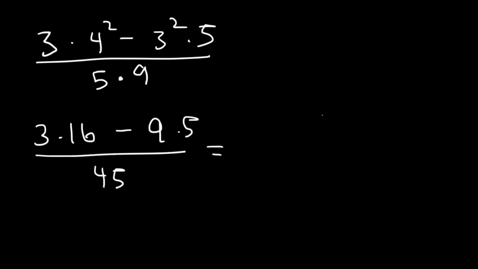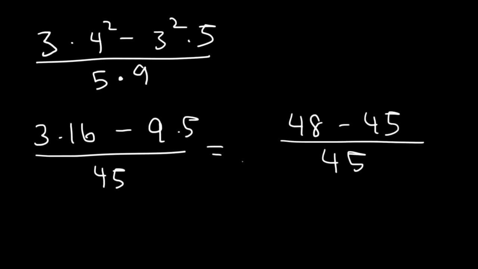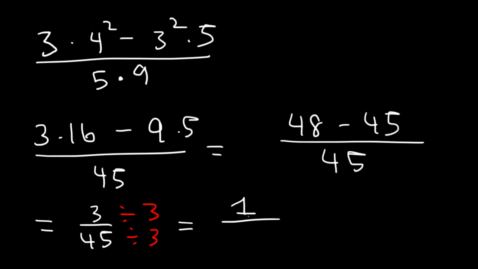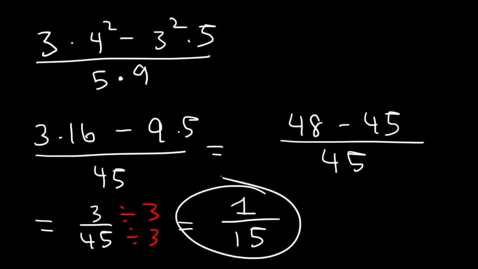Next, 3 times 16 is 48. 9 times 5 is 45. And now we can subtract what's on the top. 48 minus 45 is 3. And so this is what we have. And then finally, let's reduce the fraction. Let's divide both numbers by 3 because they're divisible by that. 3 divided by 3 is 1. 45 divided by 3 is 15. So this is the solution.